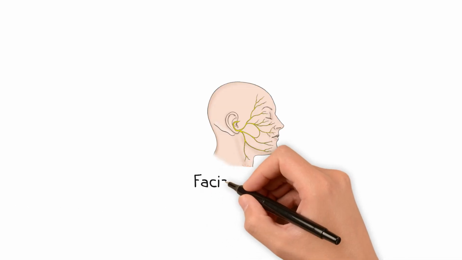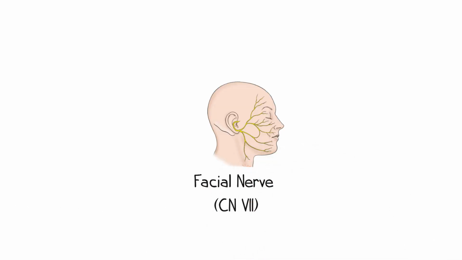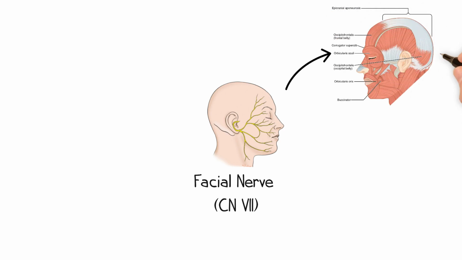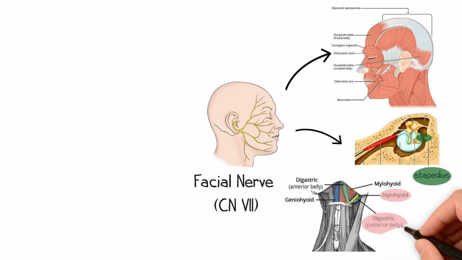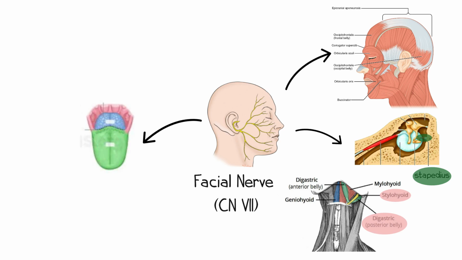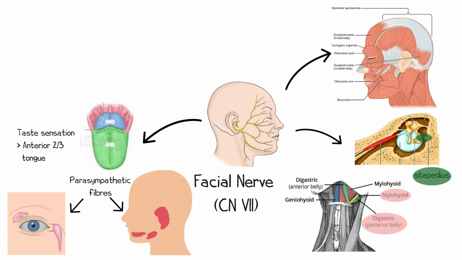The facial nerve, cranial nerve 7, is primarily responsible for controlling the muscles of facial expression. In addition, it innervates the stapedius muscle in the middle ear, the stylohyoid, and the posterior belly of the digastric. It also carries taste sensations from the anterior two-thirds of the tongue and provides parasympathetic fibers to the lacrimal and salivary glands, excluding the parotid, which is innervated by the glossopharyngeal nerve.